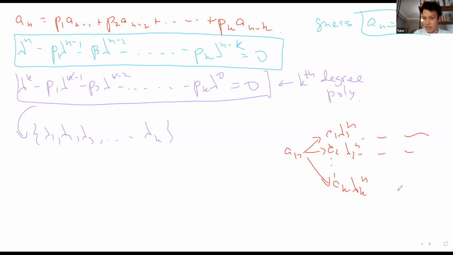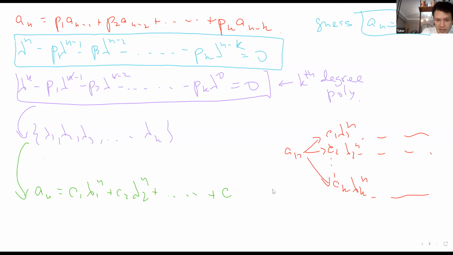All of these are going to be good sequences. This is a good sequence, this is a good sequence, this is a good sequence. So you can take any linear combination of them. So the more general solution from here is that a_n would just be c1 lambda 1 to the n, plus c2 lambda 2 to the n, plus, and then ck lambda k to the n.